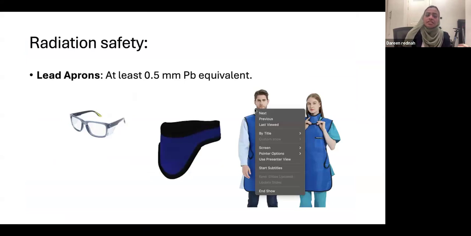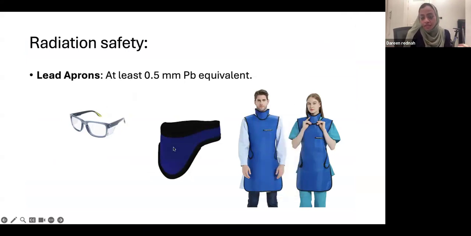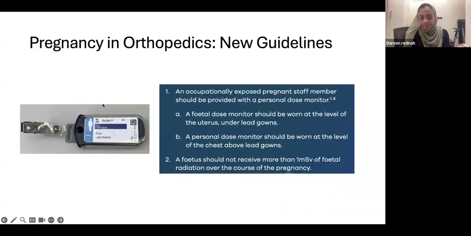Let's talk about radiation safety. Lead apron: it should be a minimum of 0.5 millimeter equivalent. With the apron, we should use the thyroid shield and lead glasses. Okay, this is new. It was released one week back by the Australian Association about pregnancy and orthopedics, the guideline when it comes to radiation. I will go through the summary fast, just to be familiar with it.